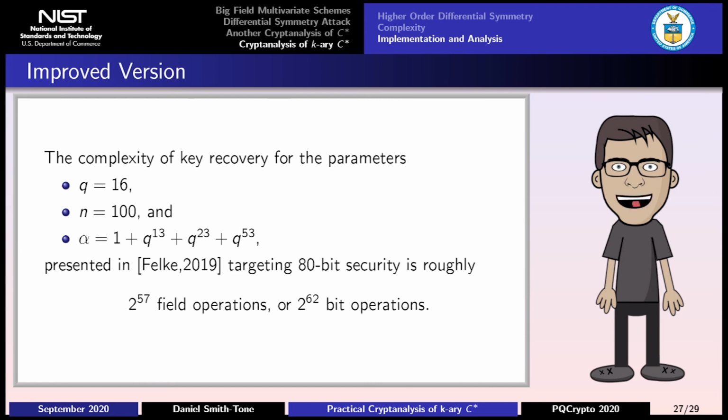Then, in regard to Felke's improved version using 100 variables, this attack requires still only about 2 to the 57 field operations, which translates to about 2 to the 62 bit operations, still well short of 2 to the 80 bit operations as the claim was.